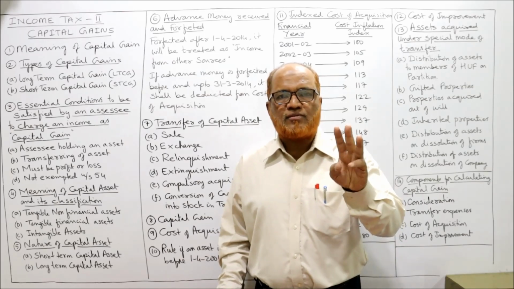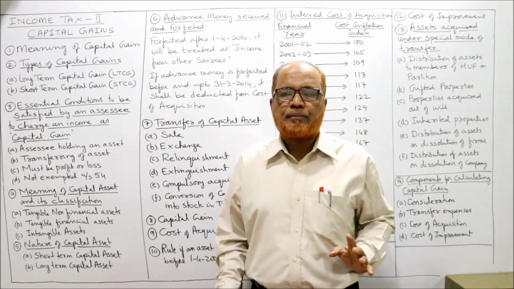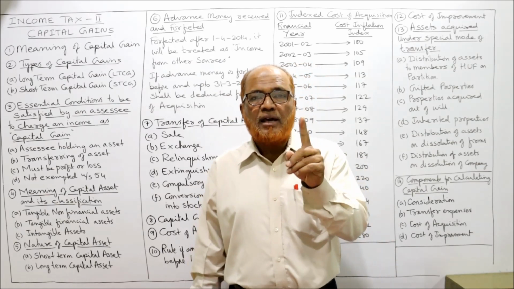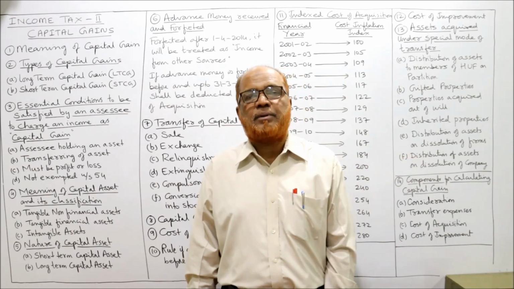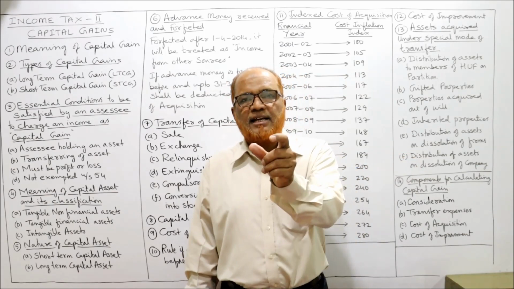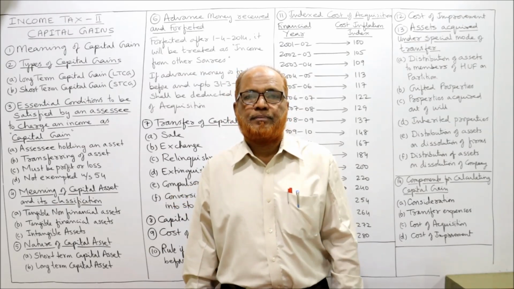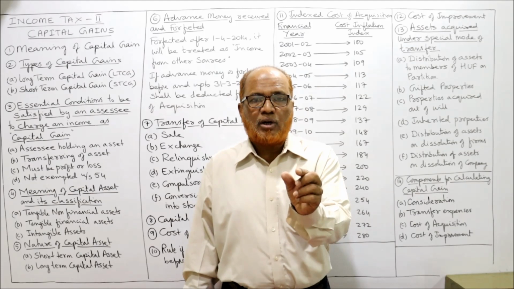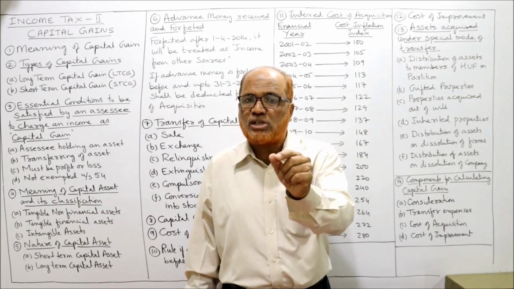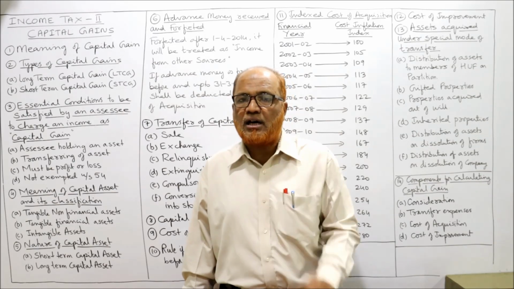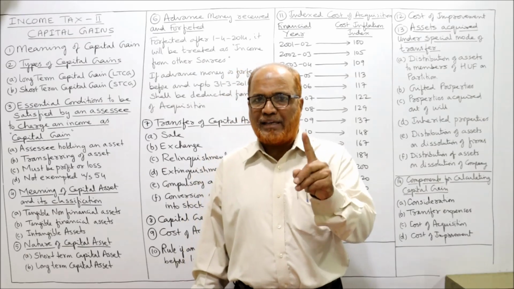For these 3 types of securities, financial assets, the period of holding is 1 year. If an asset is held for 1 year or less, it will be a short-term capital asset. If the asset is held for more than 1 year, it will be a long-term capital asset. So you have to remember this: to decide short-term or long-term, a 1 year period applies for securities listed in the stock exchange, units of UTI, or zero coupon bonds.